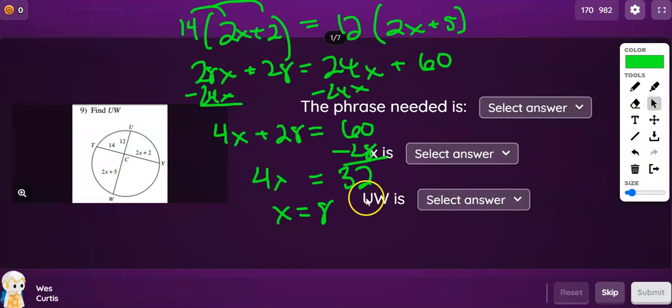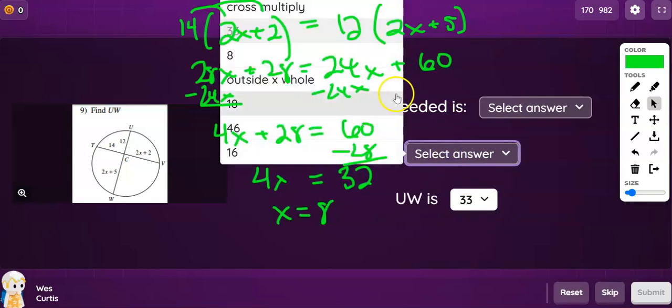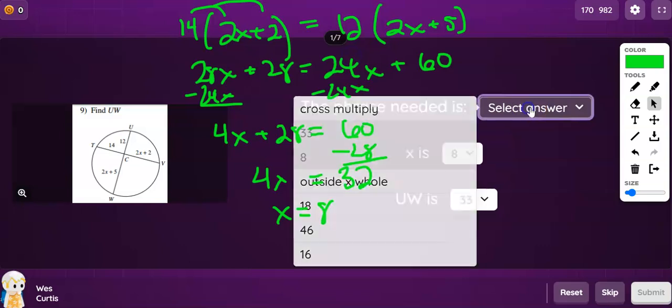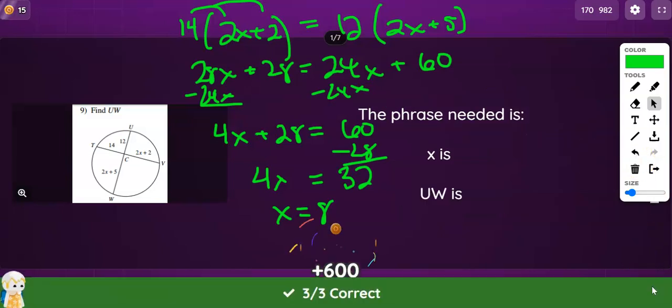If I plug in 8 on the 2 times 8 plus 5, I have to plug in 8 right here to get 21 to go with that 12 for a total of 33. So maybe you got the x right and you didn't plug in right, or maybe you knew the phrase, but maybe you didn't set it up right, or maybe you didn't solve it right. Whatever your issue was, hopefully this takes care of it for you.